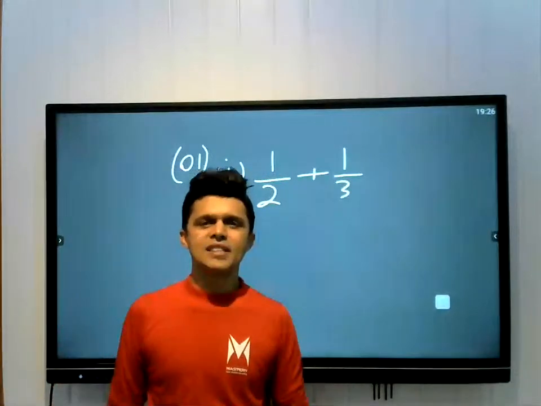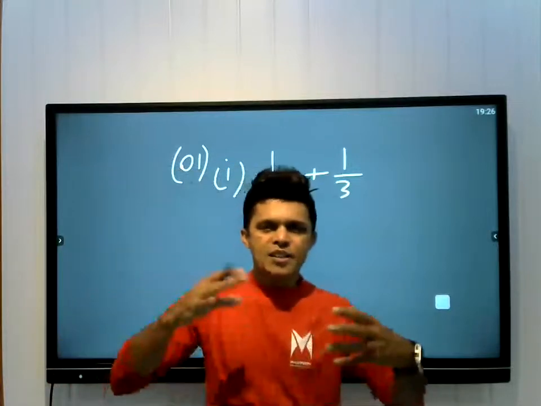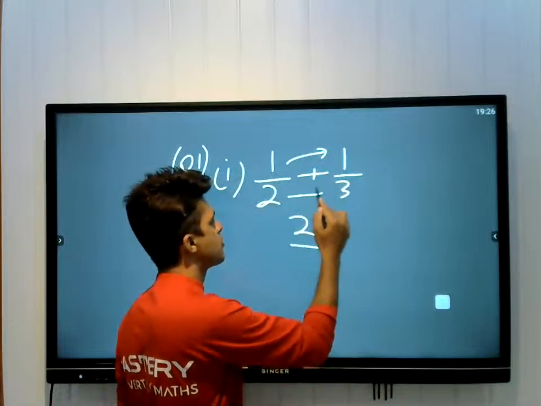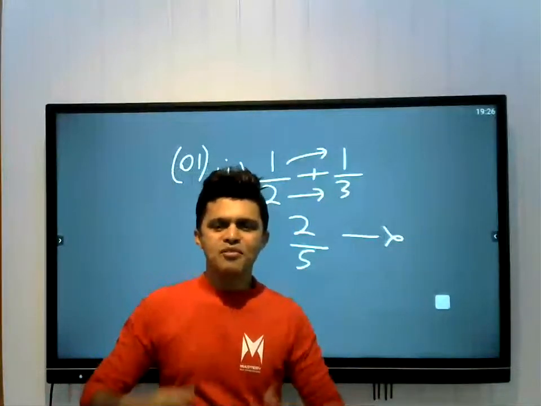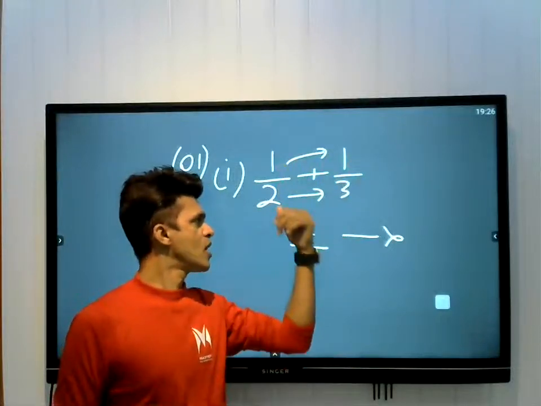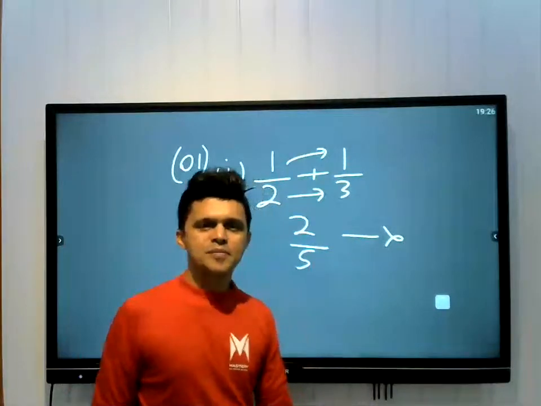Half plus one third. Is it able to add these two values, 1 plus 1 is 2 and 2 plus 3 is 5? It's able to add, but this is wrong. This is not the way of doing this type of question. You can't add 1 plus 1, 2 and 2 plus 3, 5. This is wrong. So how can you do this?